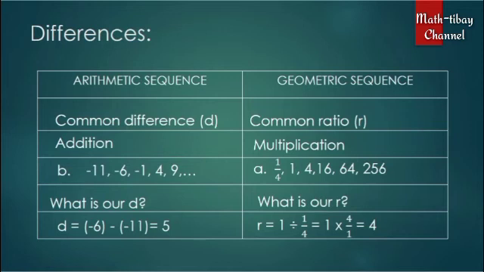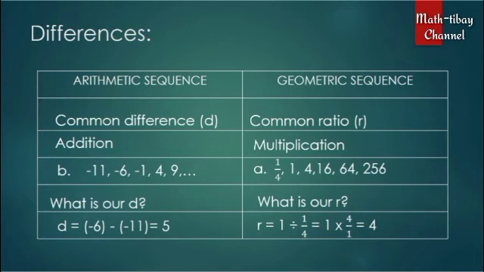Okay, balik muna tayo sa arithmetic sequence. May tinatawag na common difference or D. So, what is our D for that example of arithmetic sequence? Madali lang kunin yung common difference. Yung pinakasimple is to subtract the first term from the second term. Our second term, negative 6, subtracted by negative 11, and the result is positive 5.